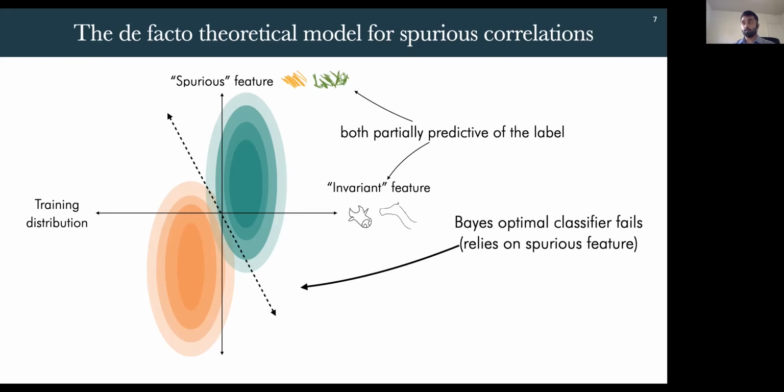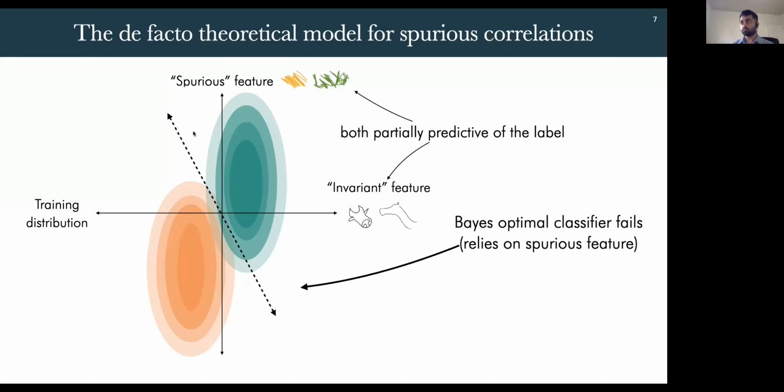Clearly, here, because of how the Gaussians overlap, you can convince yourself that the Bayes optimal classifier has to look something like this, where it uses not only the invariant feature, but also the spurious feature. And that's because, like I said, the invariant feature cannot fully classify the data. So the spurious feature provides some extra information that's really crucial for increasing the accuracy of the classification. And this is basically the narrative that existing theory has given in order to model why classifiers use the spurious feature.